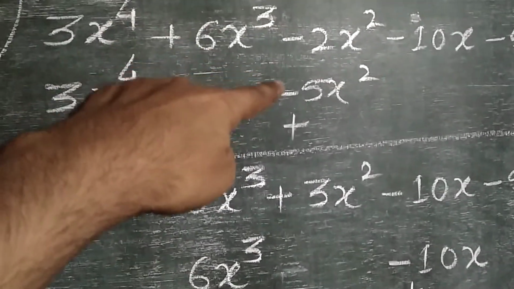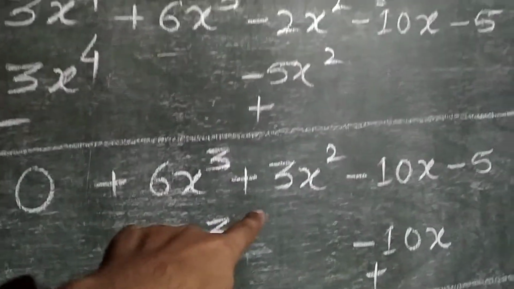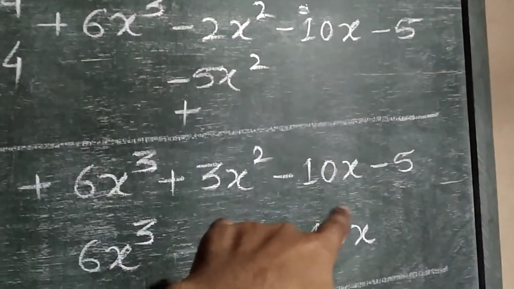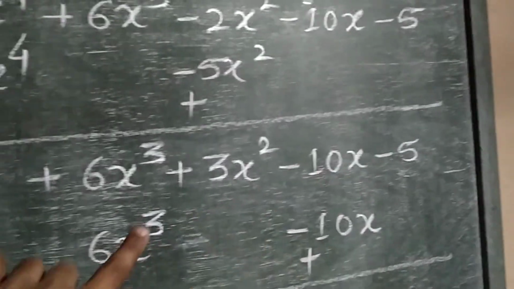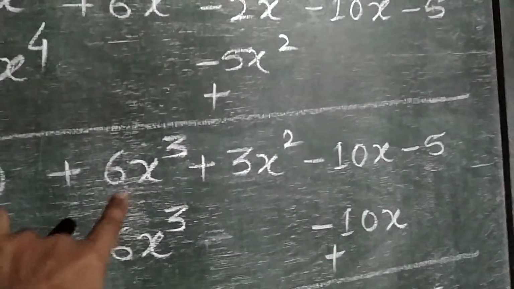And minus 2x square plus 5x square, it will be 3x square. And the remaining terms we will write as it is, minus 10x minus 5. So this remainder will be the new dividend.